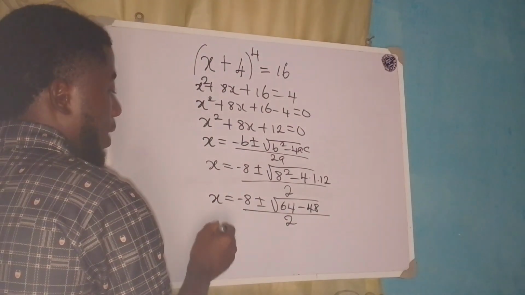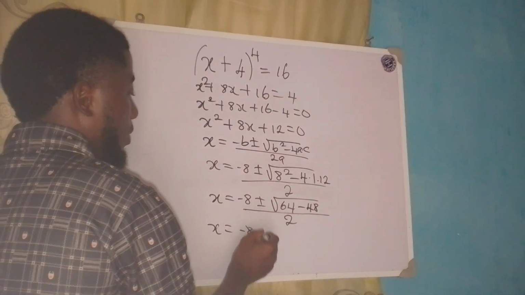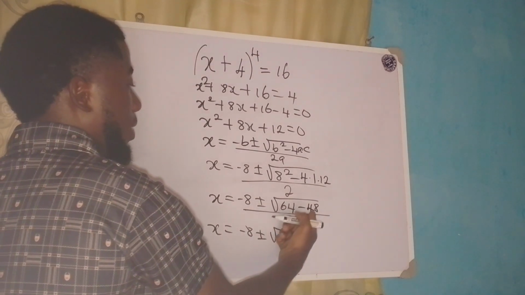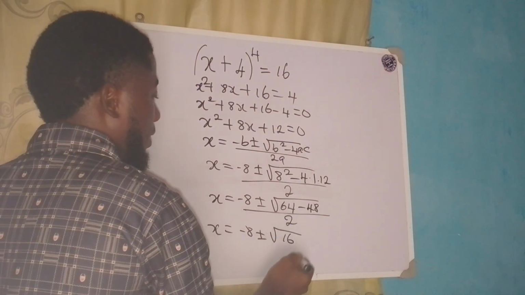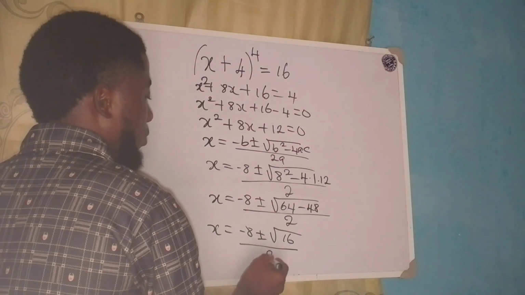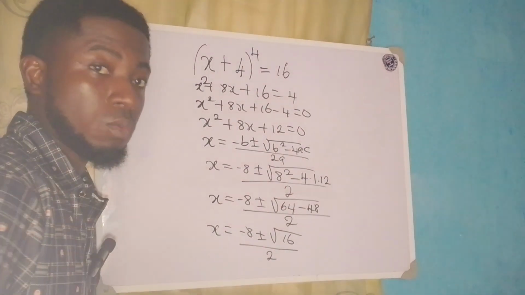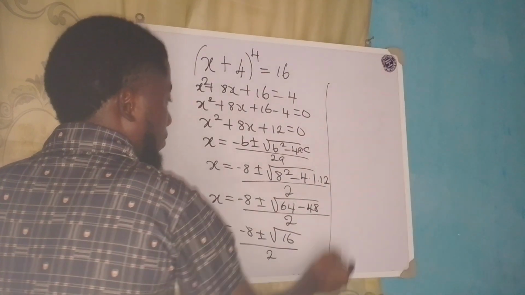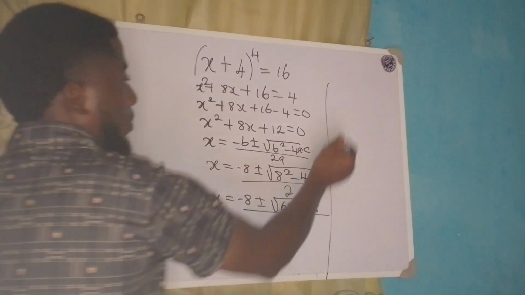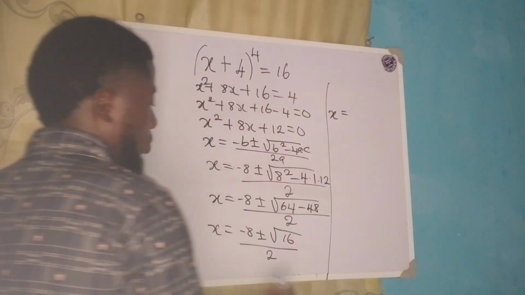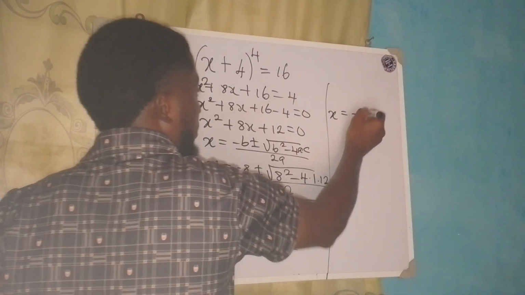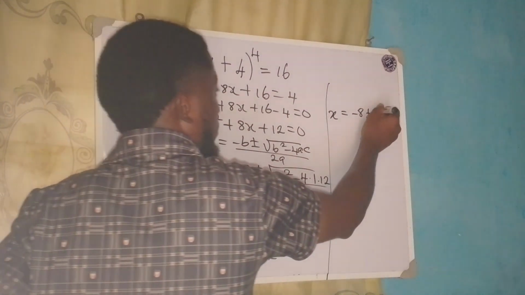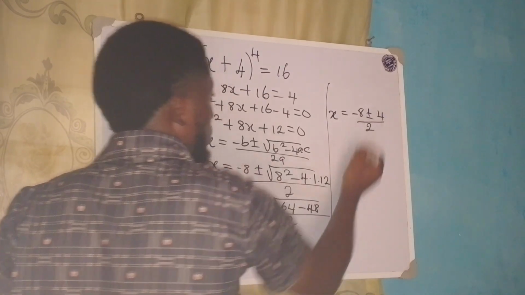So now our x will be minus 8 plus or minus square root of 64 minus 48, which is 16. So we now divide this by 2. Now, let me finish it here. So from here, we have x equal to minus 8 plus or minus the square root of 16, which will give us 4. Then we have this over 2.